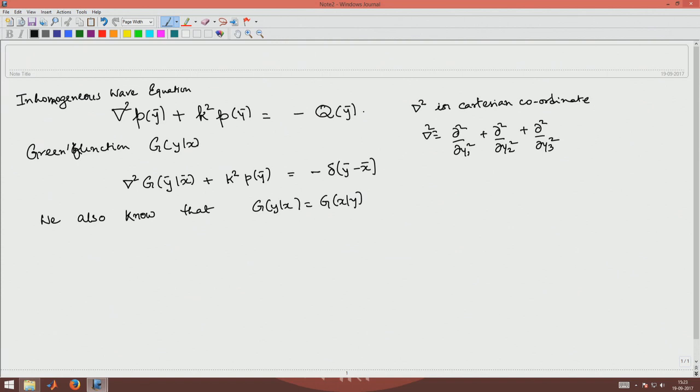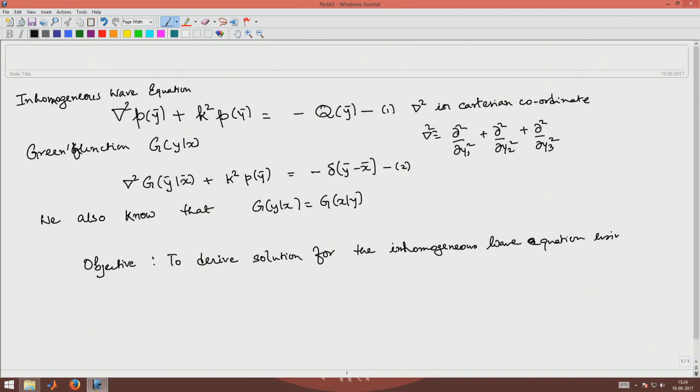So, today what we will do is that we will try to derive the solution of this inhomogeneous equation 1 using the Green's function. So, the objective will be to derive the solution for the inhomogeneous wave equation using Green's function. And this is done by the following steps.